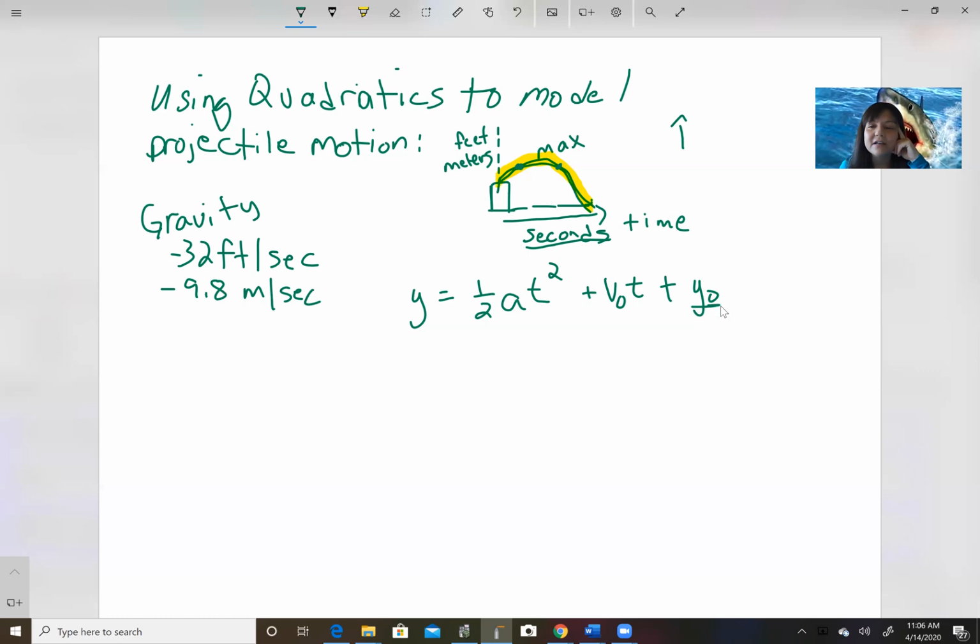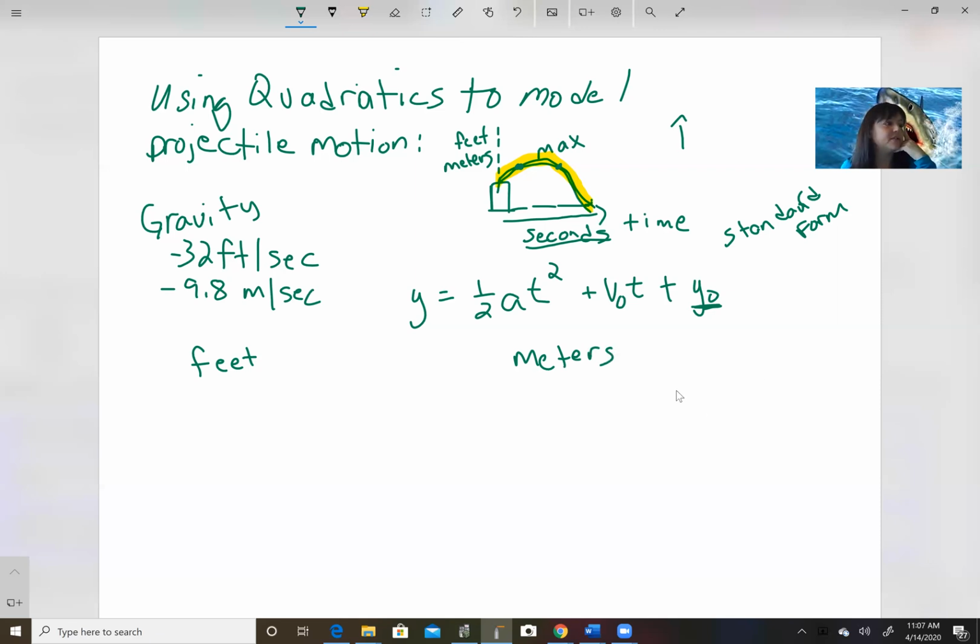This is, of course, a standard form quadratic equation, right? Standard form, which means that y sub 0 at the end is always going to be our y-intercept, or maybe how tall the ball is when it goes up. We also call it general form. So if we break this apart, we get two separate equations. We get one using feet, and we get one using meters.